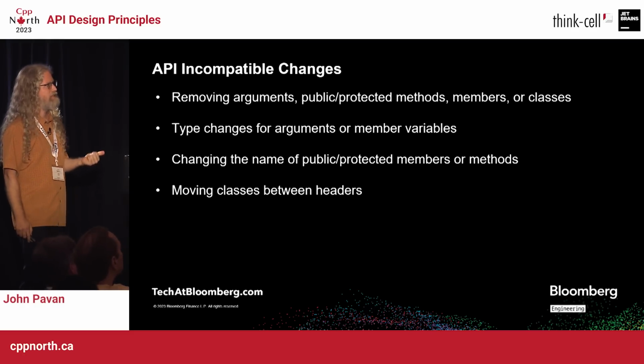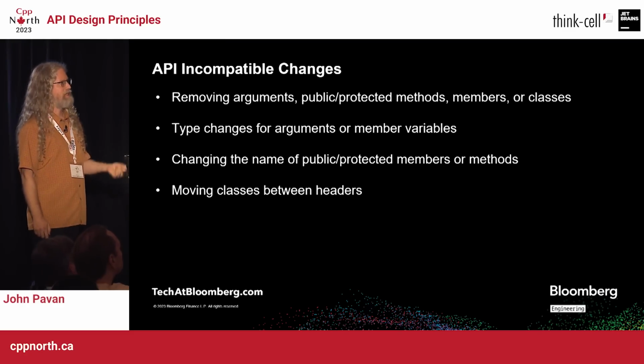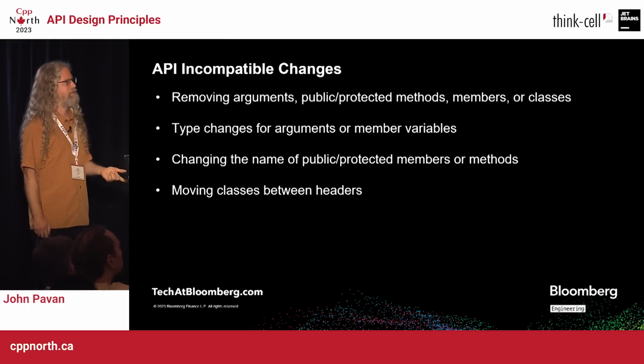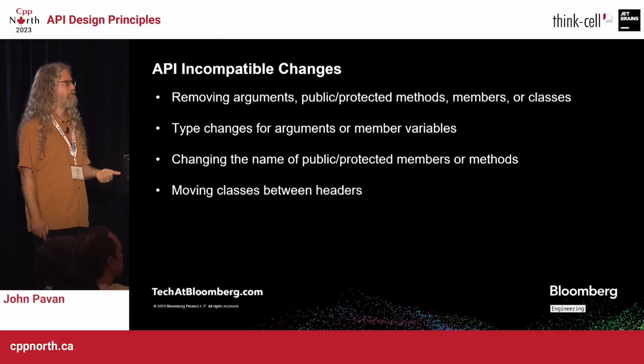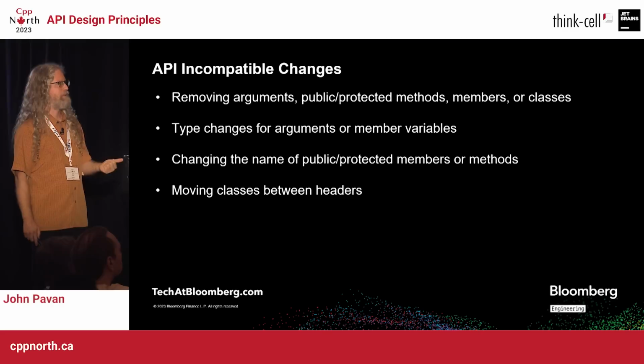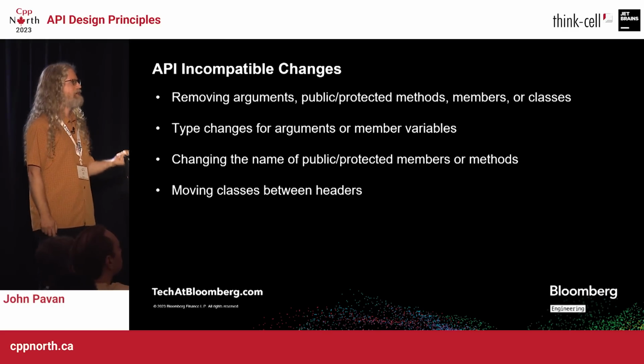API incompatible changes: you cannot remove arguments. You cannot remove public or protected methods, members, or classes. You can't change types for arguments or other member variables. You can't change the name of public and protected members and methods. And you can't move classes between headers.